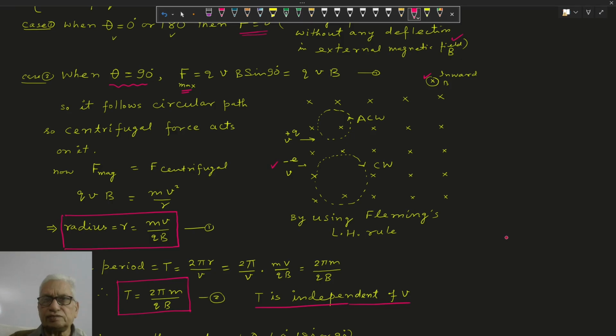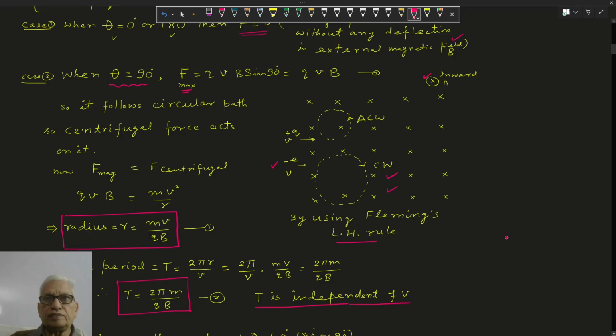If it is a negative charge, the current will be in the opposite direction, so because of this force it will move in the clockwise direction. The positive charge will move in this case anti-clockwise, and the electron, a negative charge, will move in circular motion in the clockwise direction, by using the left hand rule.